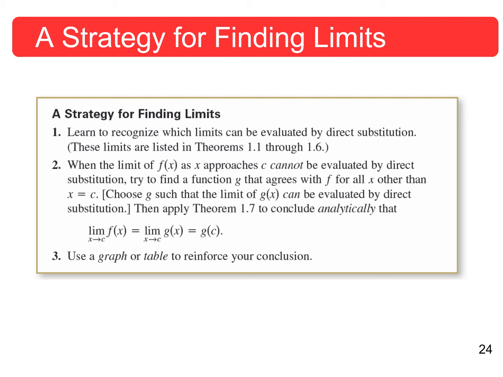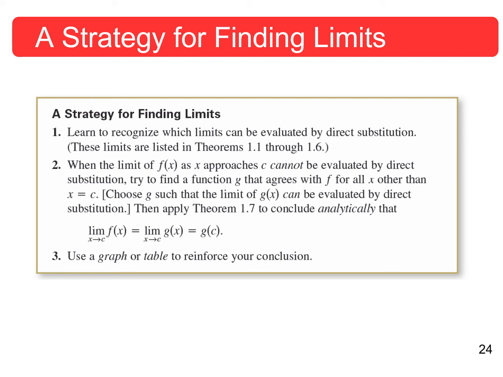If direct substitution won't work, then we can use the theorem that we have just learned, wherein we will find an equivalent function by dividing out. We try to find a function that agrees with the given function for all x other than x equals c, or other than that particular point.